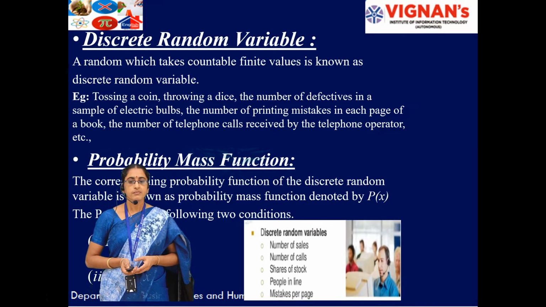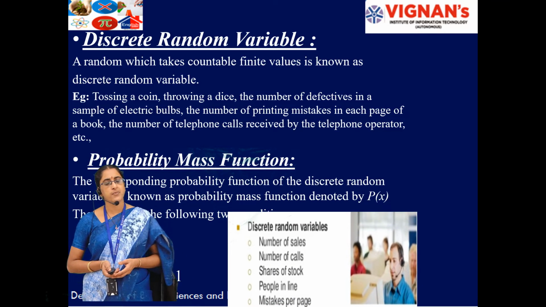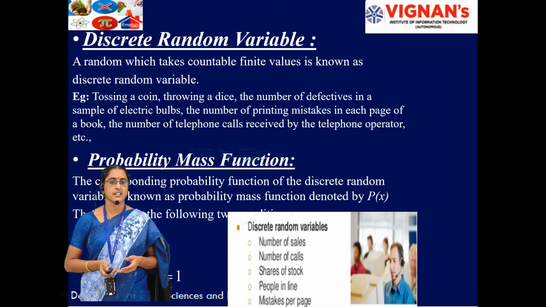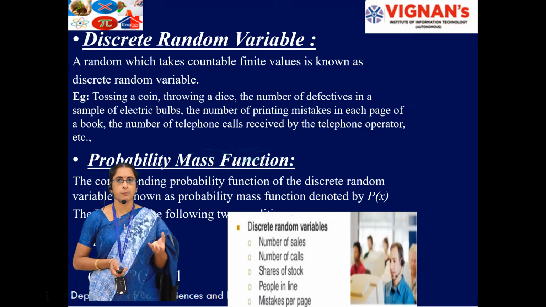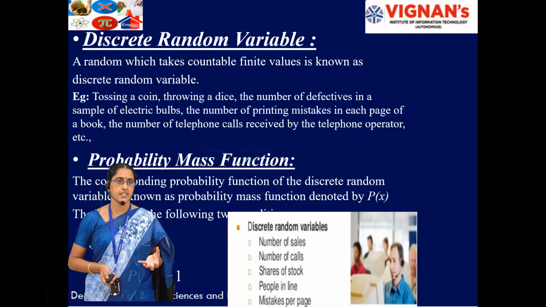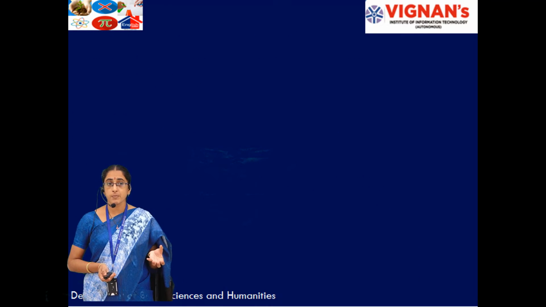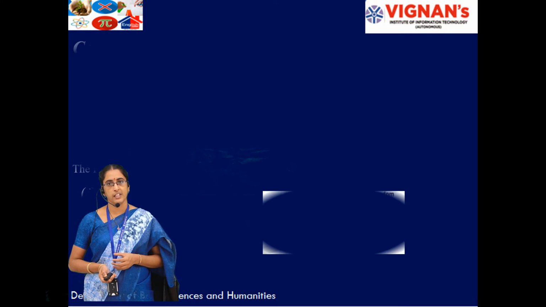Then you can consider the examples for discrete random variable as number of sales, number of calls during a particular interval of time, or shares of stock, people in line, or mistakes per page. So mistakes per page is limited here, right? But mistakes per book is not limited. It can be anything. So that again goes to the continuous random variable, right?